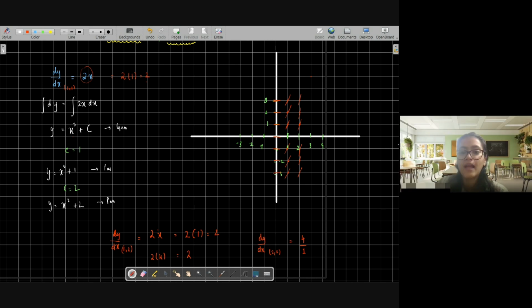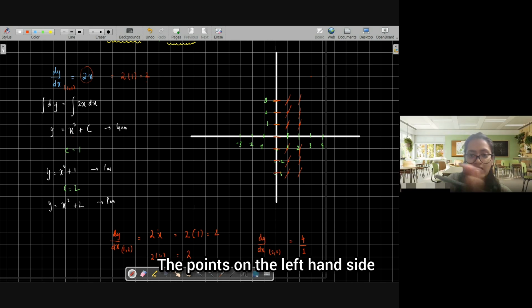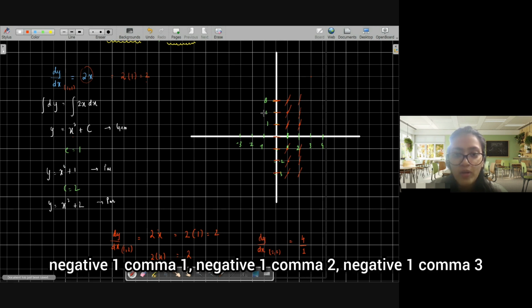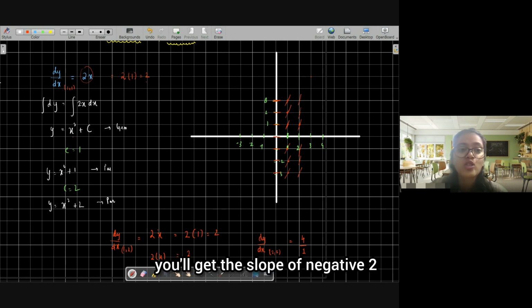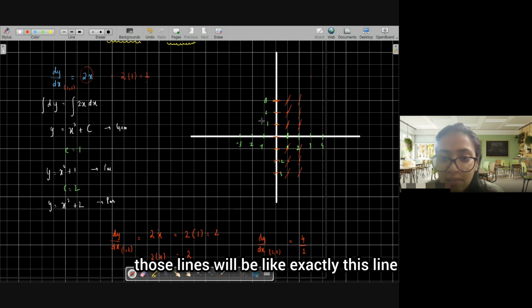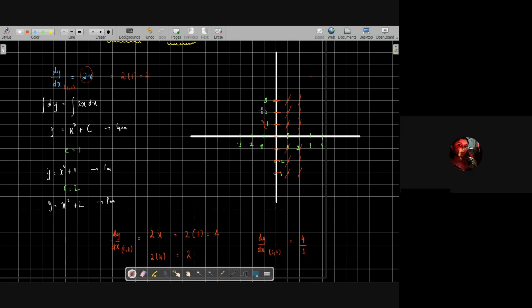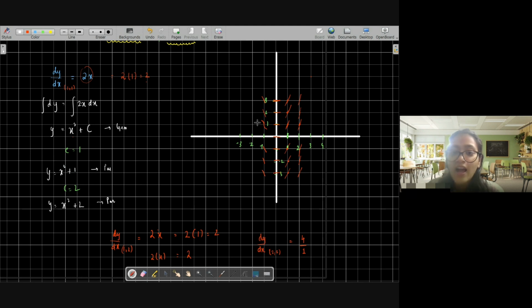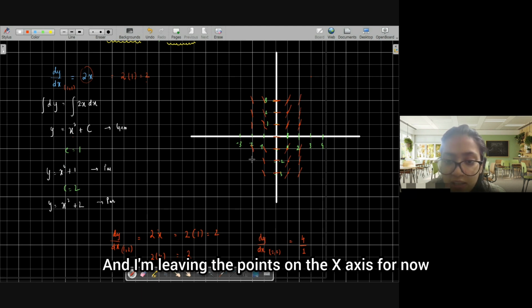Now if you take the points on the left hand side, for example, negative 1 comma 1, negative 1 comma 2, negative 1 comma 3, you'll get the slope of negative 2. Those lines will be exactly like this line, but a mirror image. It's very difficult to draw it in the opposite direction. Similarly, here you'll get negative 4, an even steeper line. And I'm leaving the points on the x-axis for now.